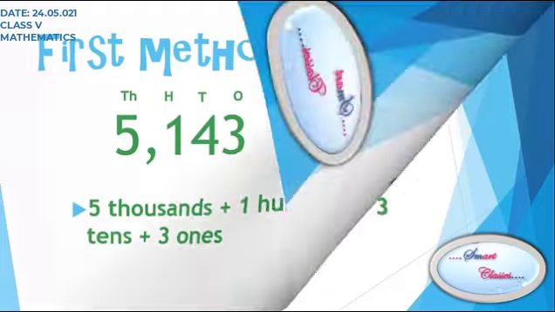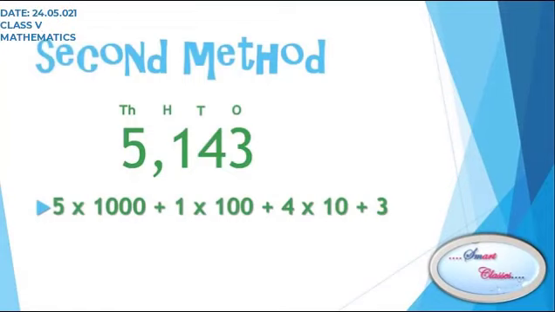Another method. Here we are again using the same number, but the method of writing will be different. We will write them as 5 into 1000 is equal to 5,000 plus 1 into 100 is equal to 100 plus 4 into 10s is equal to 40 plus 3, which gives us the second method of expanded form.